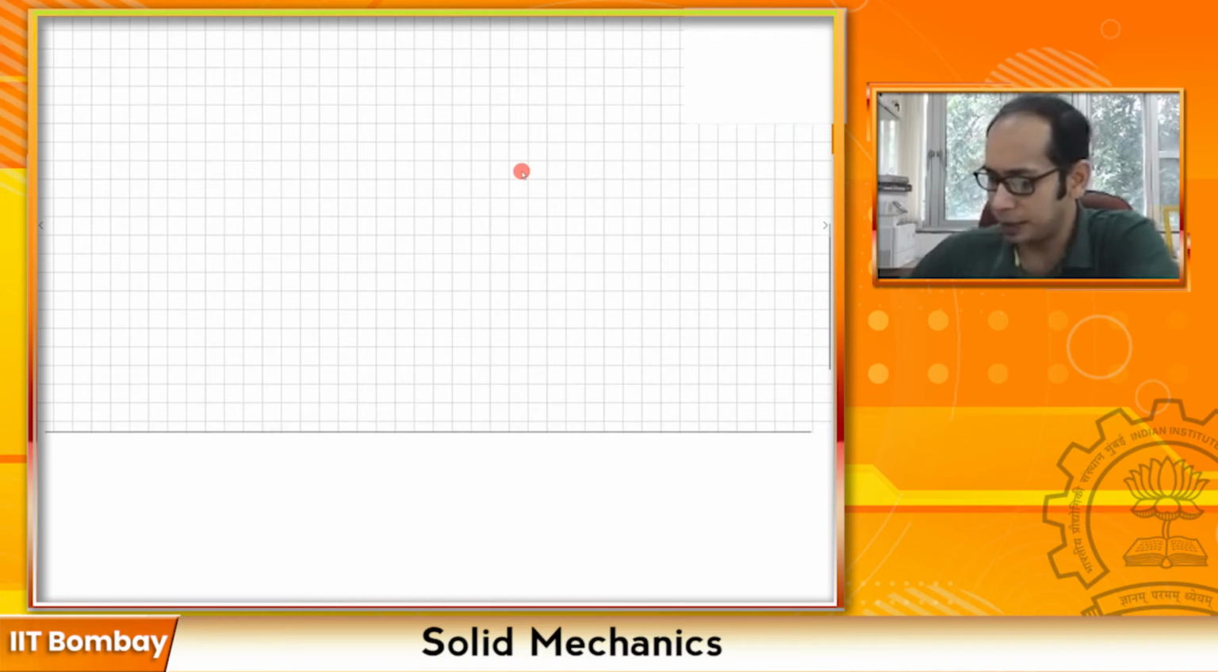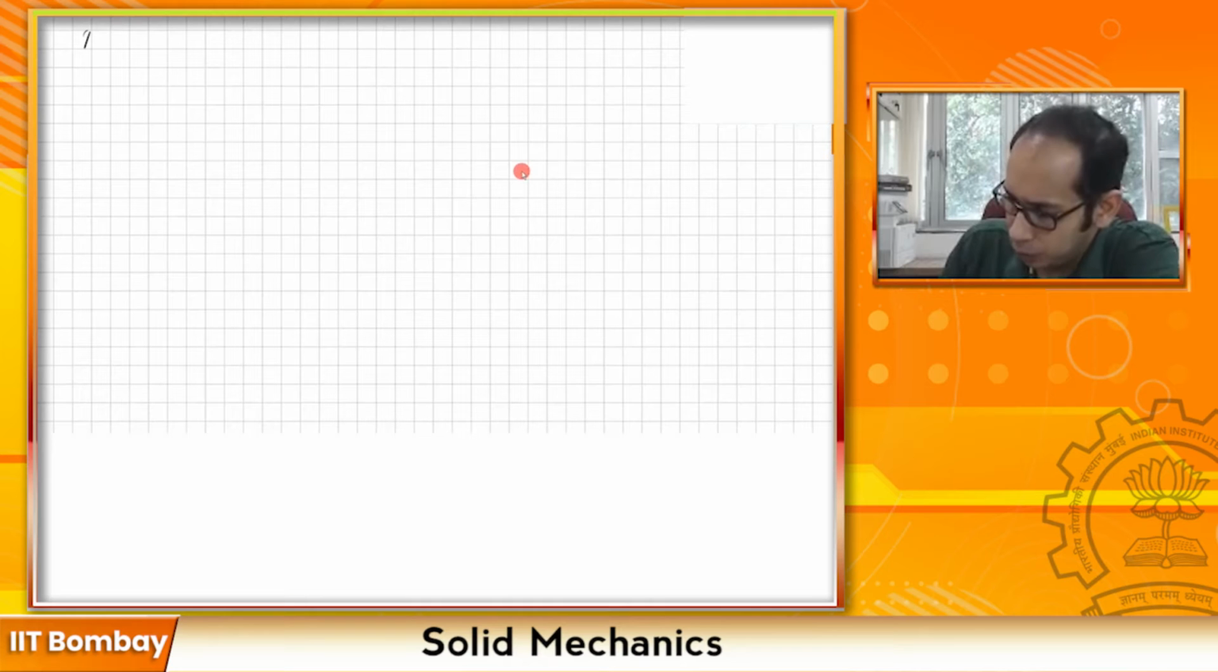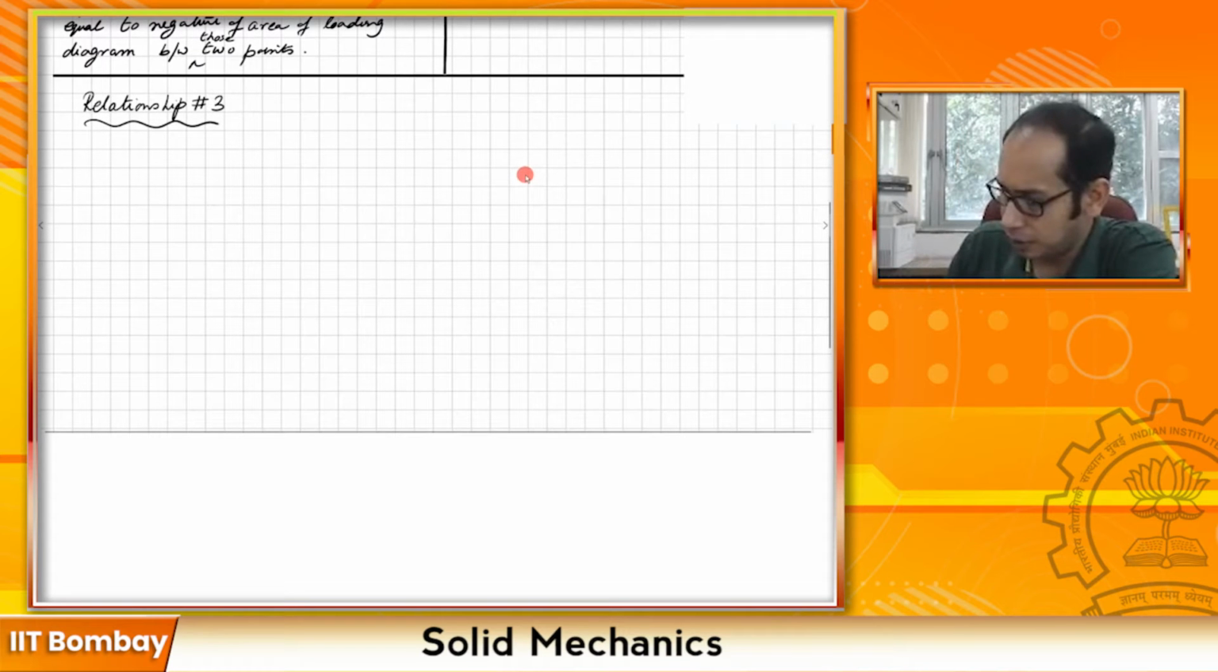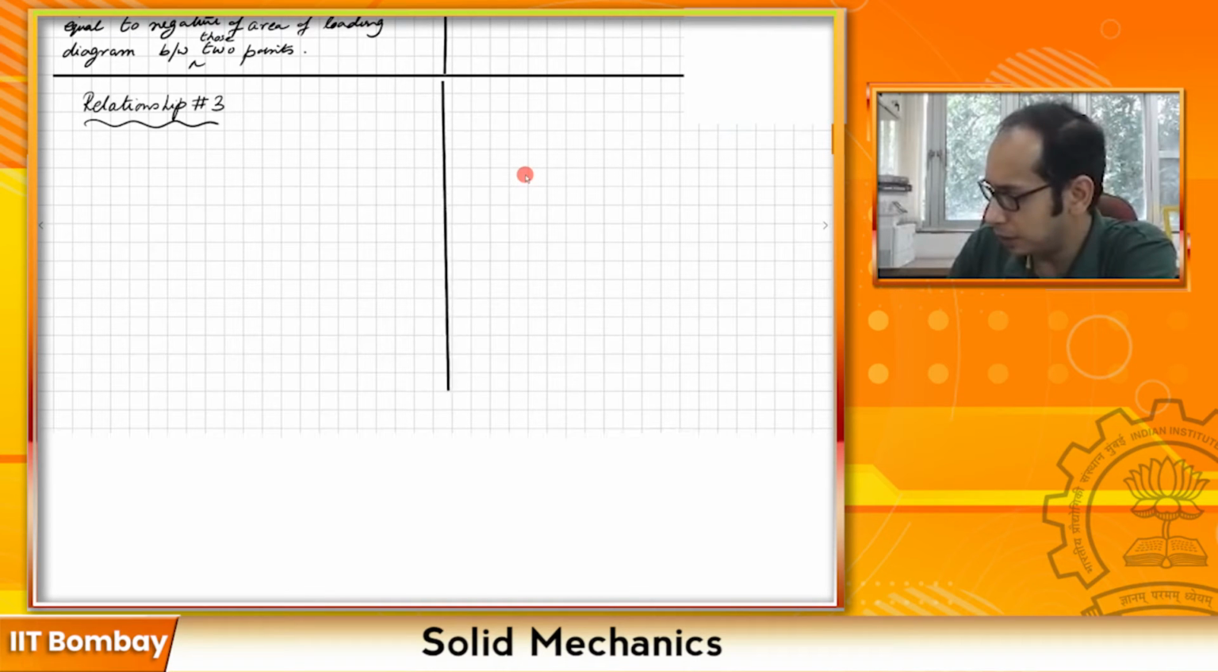Take a look at that. So let's just write what is our relationship 3. And again, this is just a takeaway message which you will use in some of the problems. So let's take a look at that.